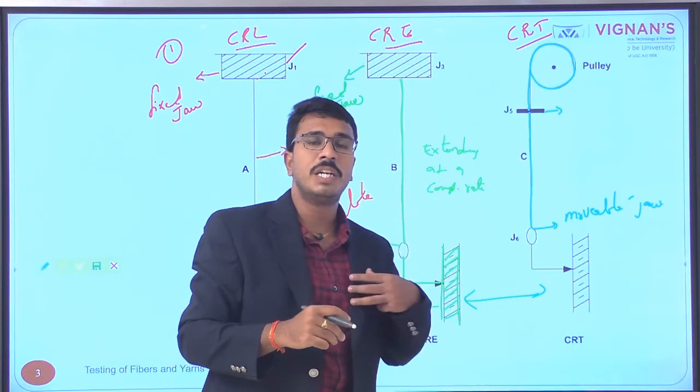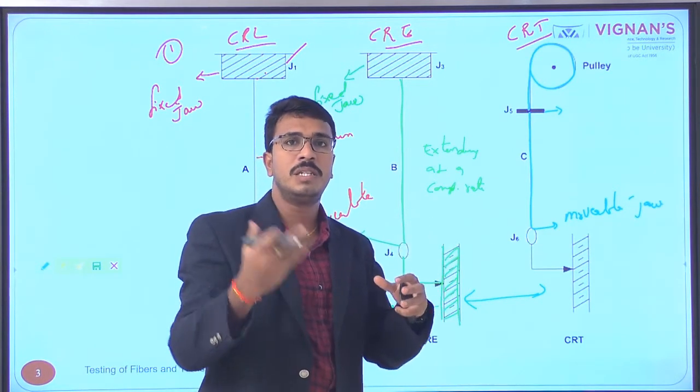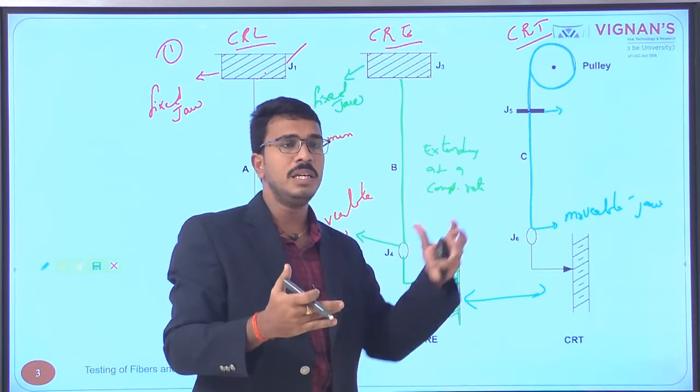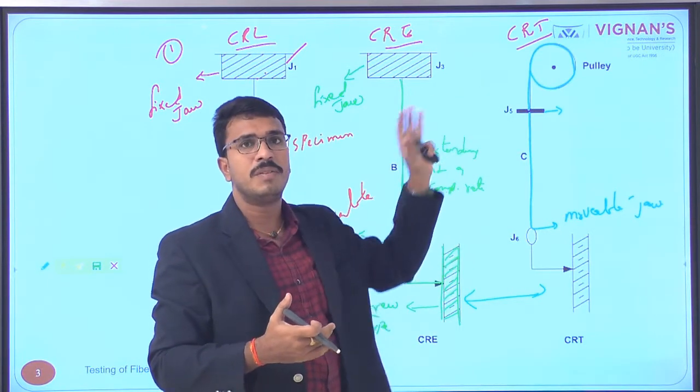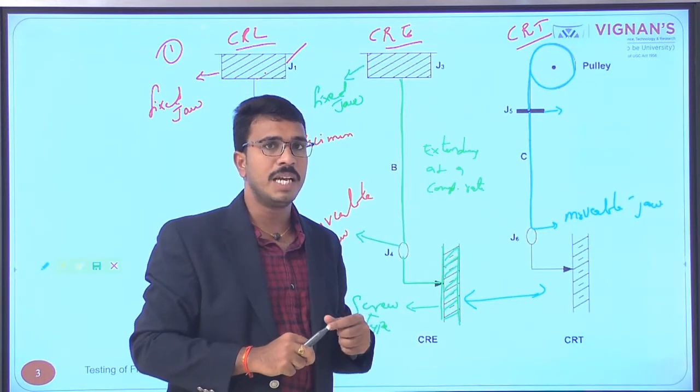Jaw J5 is connected to a pulley, which indicates the load. We can read the load directly from the pulley, which has a separate load indication mechanism.